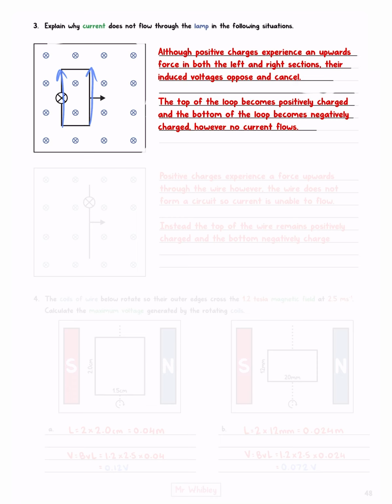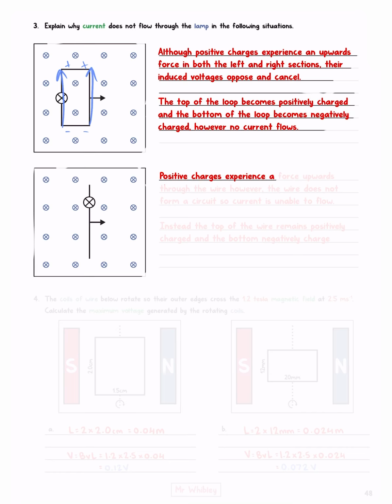However, no current flows. Our positive charges are forced to the top and our negative charges are forced to the bottom, leaving us just with a separation of charge and no current flowing. In our next situation, we once again have a magnetic field into the page and a length of wire with a bulb moving towards the right.